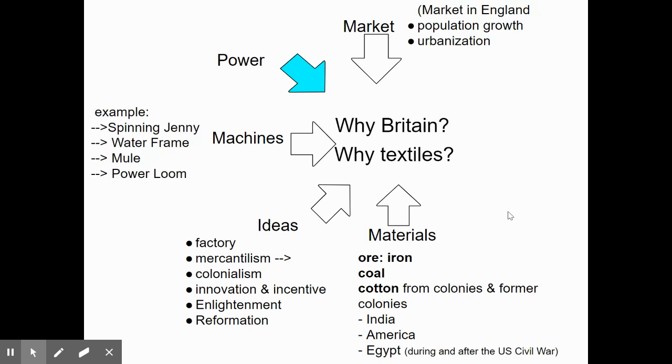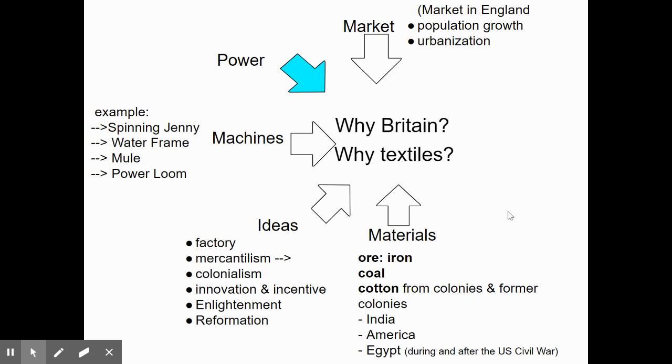Next, we have machines, materials, and market. We'll start with materials. England has a naturally occurring and relatively easily accessible iron and coal. And later, cotton from the colonies and former colonies. This cotton was obtained from India, from America, and from Egypt. All areas that were controlled or were once controlled by Britain. So Britain had materials with which to produce goods, in this case, textiles. Textiles meaning cloth and cloth products.